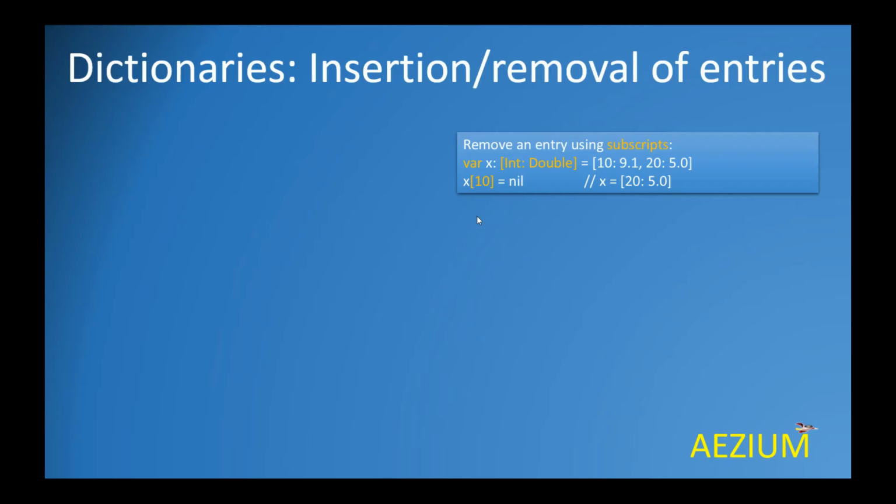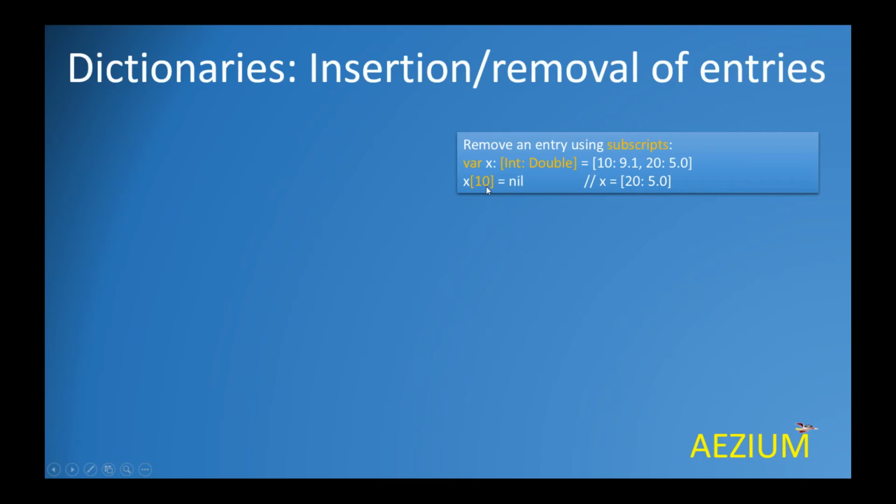Similarly, we could use subscripts to remove an entry from a dictionary. The syntax is shown by this example, where we follow the name of our dictionary variable by square brackets. Within the square brackets, we enter the key of the dictionary entry that we'd like to remove. Then the equal sign, and on the right hand side of the equal sign we put the word nil.